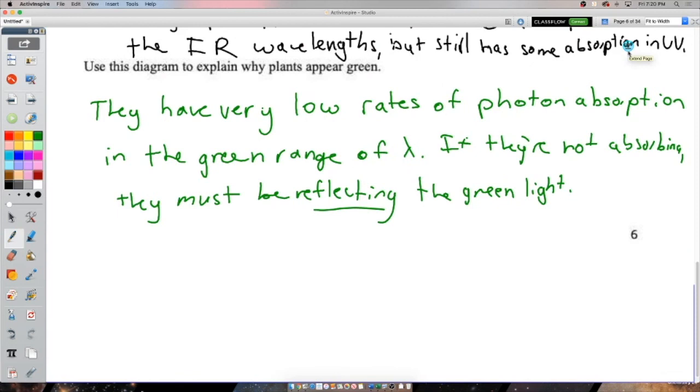So if they're not absorbing the green light, they must be reflecting it. Since seeing something is just having light bounce off of it to your eyes, if the green light is what's bouncing off of it to your eyes, it appears green.